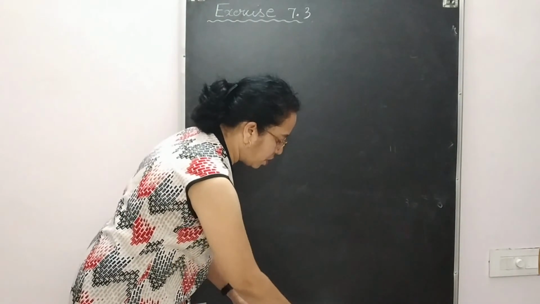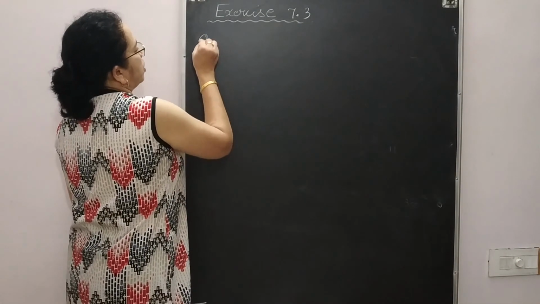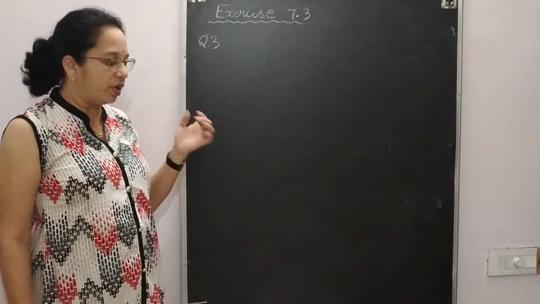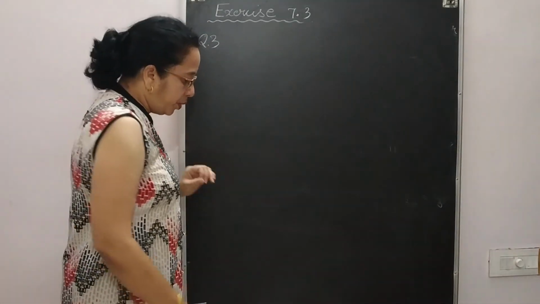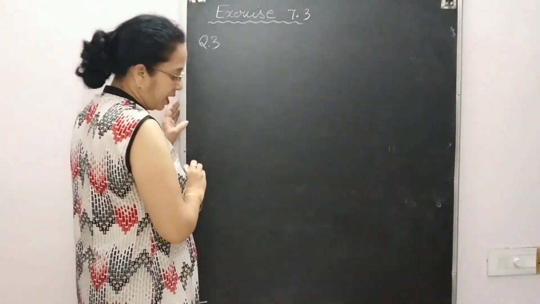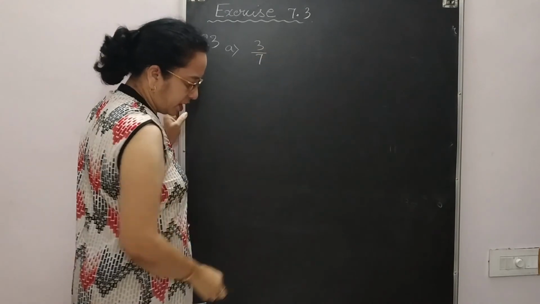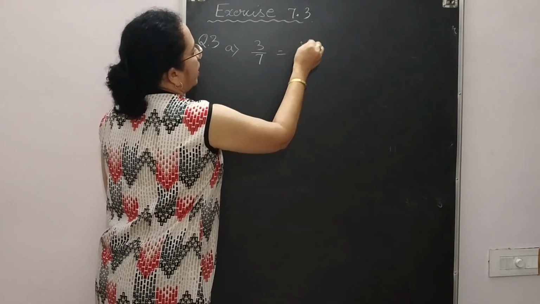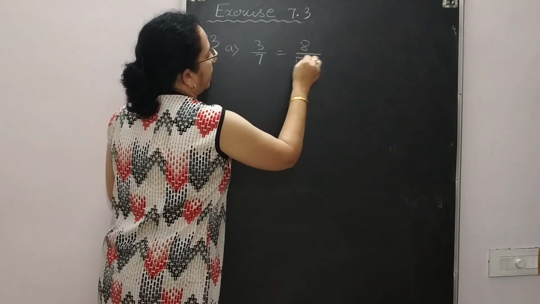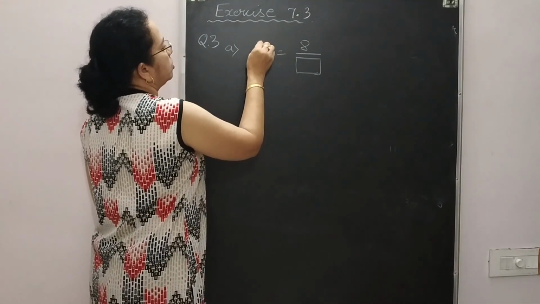Yeah. So now exercise 7.3. We will start with question number 3. What is given in question number 3? Replace the box. It means simple question. This is fill up the blanks. So I am taking here the first one, 2 upon 7 is equal to 8 upon blank. Sorry, this is 2 upon 7, not 3.